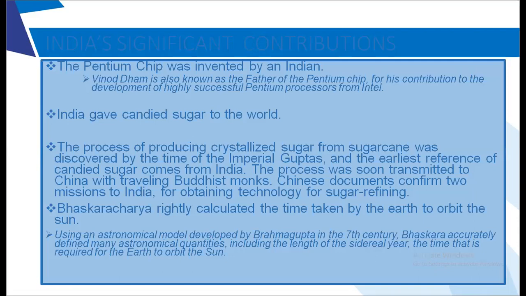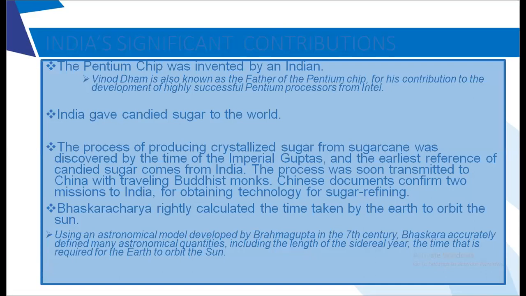India gave candied sugar to the world. The process of producing crystallized sugar from sugarcane was discovered by the time of the imperial Guptas, and the earliest references of candied sugar come from India. The process was soon transmitted to China with traveling Buddhist monks. Chinese documents confirm 2 missions to India for obtaining technology for sugar refining.